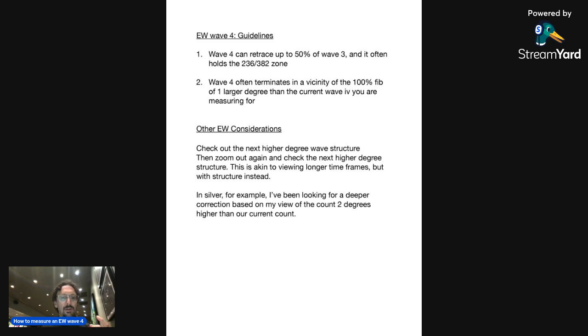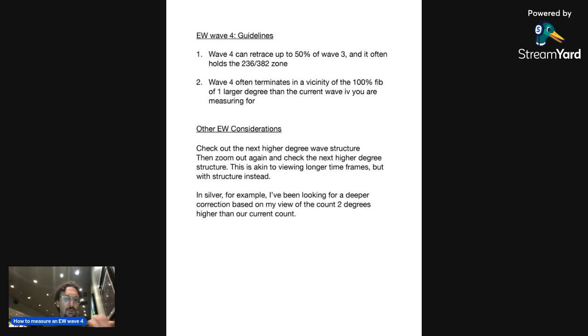So what I do is check out the next higher degree wave structure, then zoom out again and check out the next highest wave degree structure. So in other words, I like to back up 3 wave degrees from the one I'm looking at, which is equivalent to zooming out on a time frame. Like if you were looking at a candlestick chart, you want to zoom out and then zoom back in. Same thing with Elliott wave, except we call them degrees.